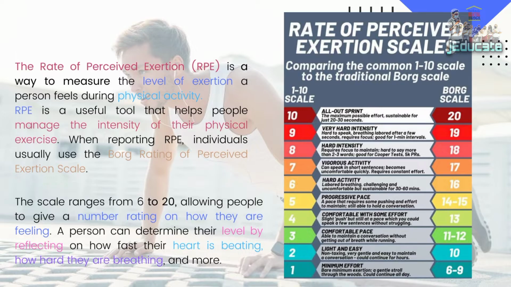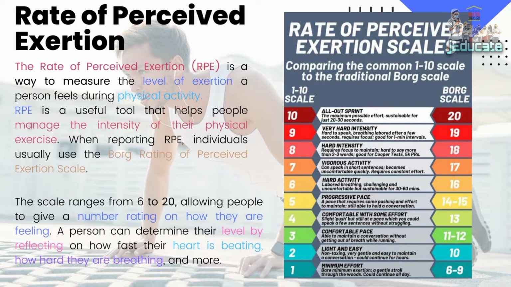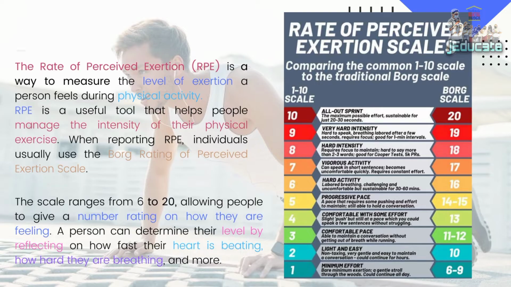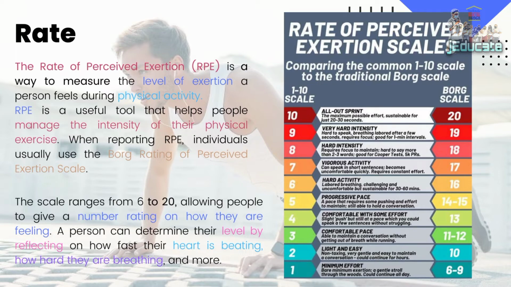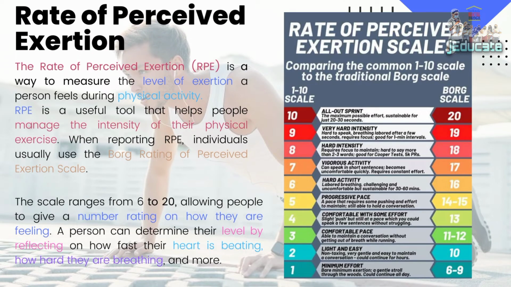A person can determine their level by reflecting on how fast their heart is beating, how hard they are breathing, and more. This table exhibits the comparison of common 1 to 10 scale to the traditional Borg scale. Number 10 is equivalent to 20 in Borg scale. It means all-out sprint. Number 9 is equivalent to 19 in Borg scale, which means very hard intensity.